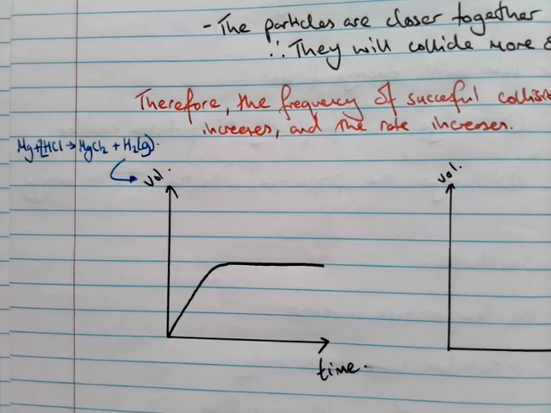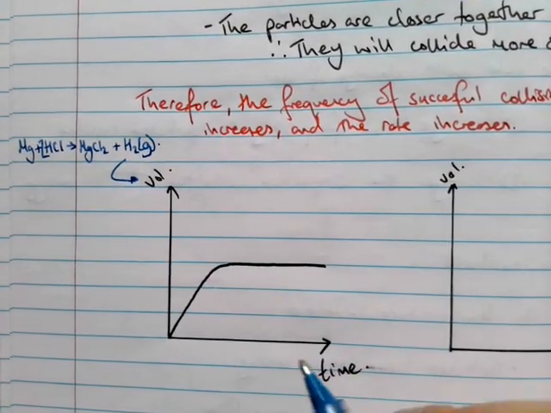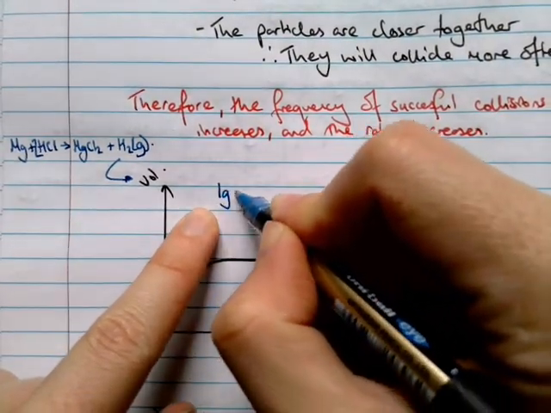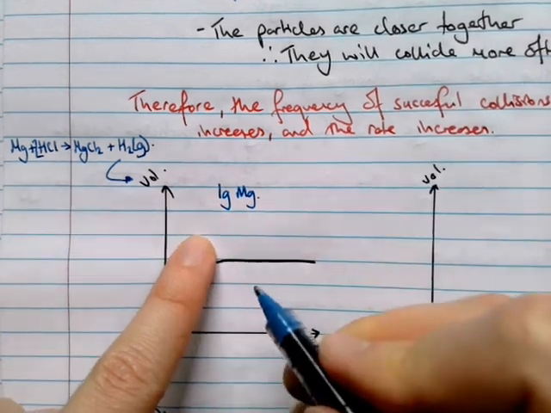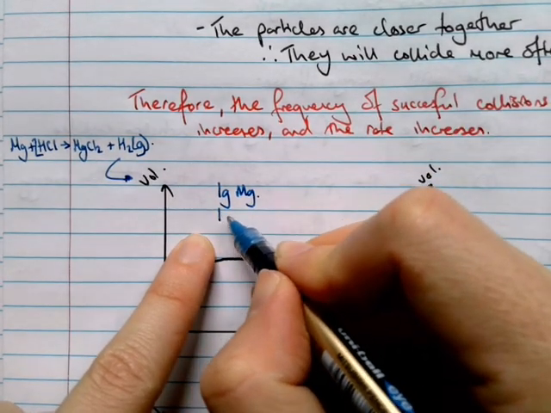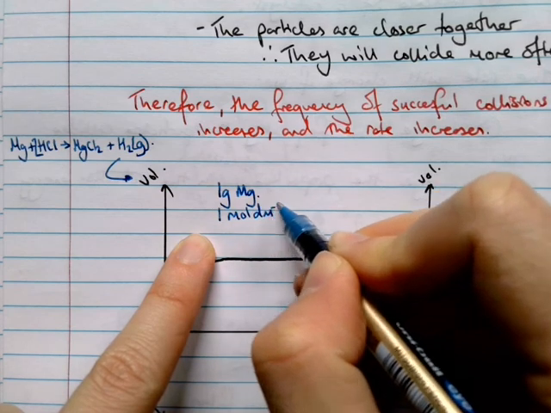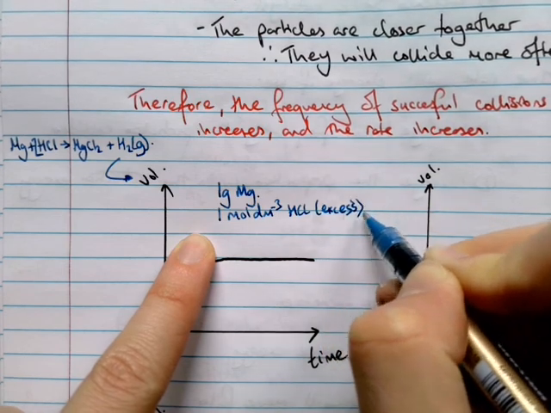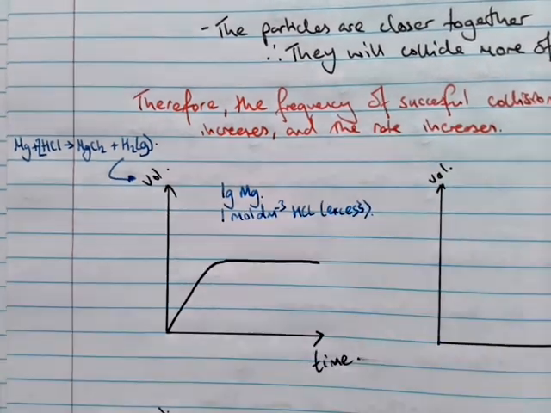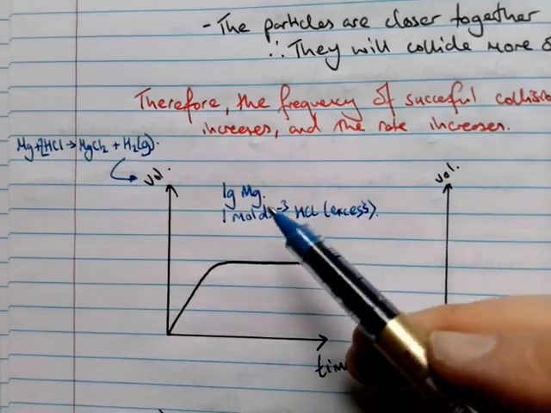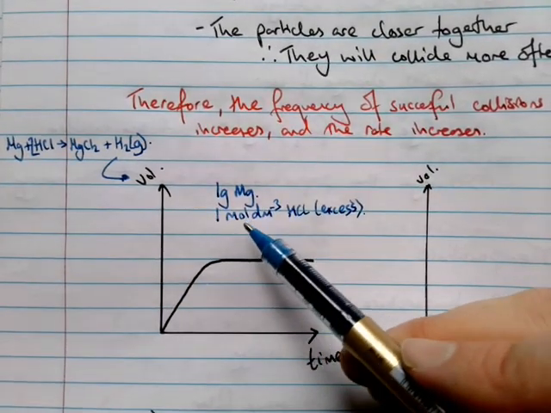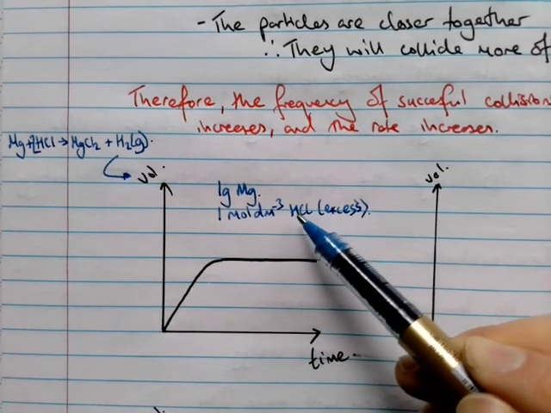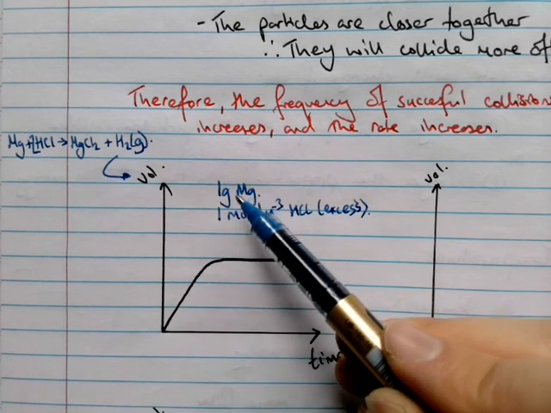Let's say that this reaction here is 1 gram magnesium, and it is 1 mole per decimeter cubed HCl in excess. This is just a measure of concentration. We've missed out the concentration chapter, but we will do that, so you'll understand that. At the moment, you just need to know that it's just 1 and then the units of concentration. And it's excess, which means I've got more than enough hydrochloric acid. So my hydrochloric acid is not going to run out. My magnesium will run out.